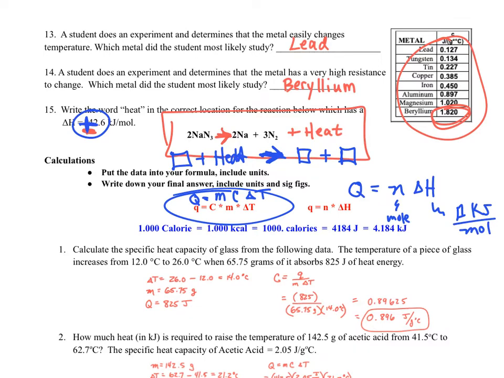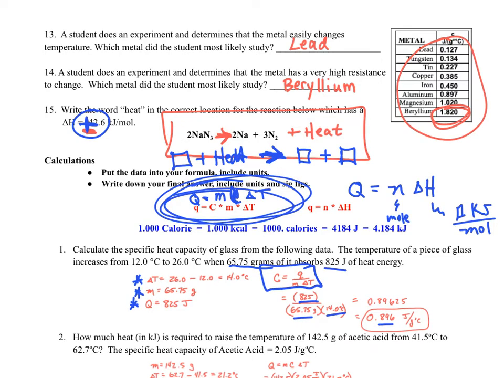Number one, calculate the specific heat capacity. That's C. We're looking for C in the equation. The temperature of a piece of glass goes from 12 to 26, so we've got a delta T. We have a mass, M, and we have a Q, energy. Those are the things that are given. We're trying to find C, so we have to take our equation and solve it for C, do a little algebra, and then put in our numbers. Our data has 3 digits, 4 digits, 3 digits. Let's round it to 3 digits.